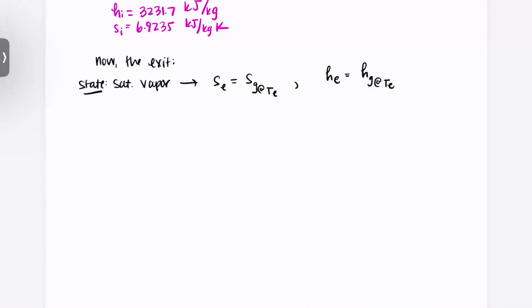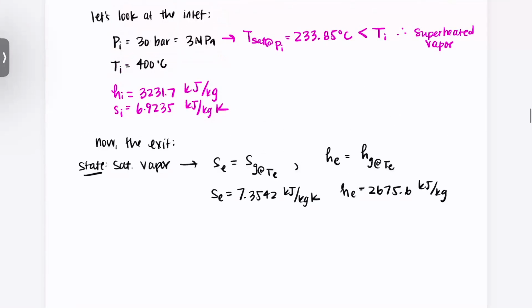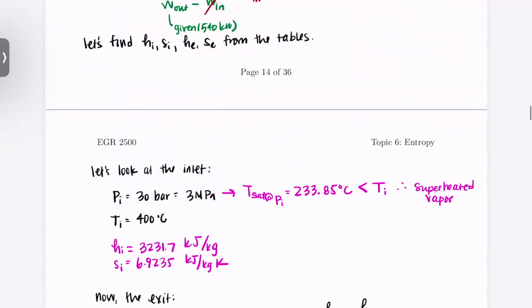So we have that SE is equal to 7.3542 kilojoules per kilogram Kelvin. And then HE is equal to 2675.6 kilojoules per kilogram. Okay, so that means we now have all the information that we need.